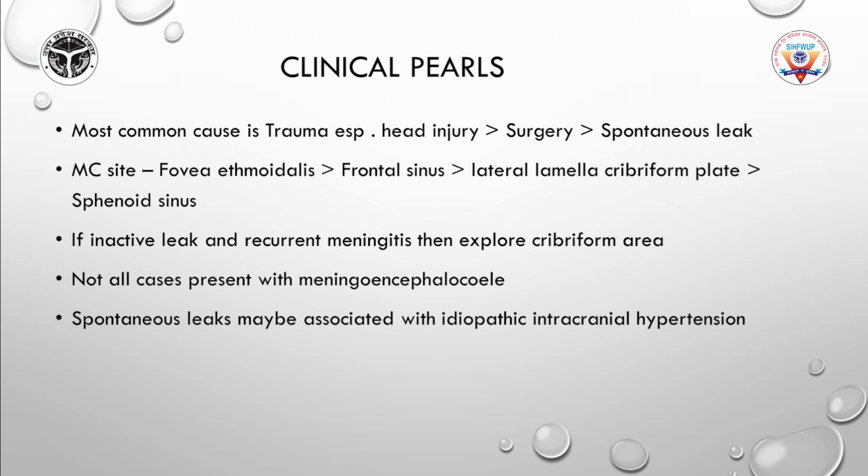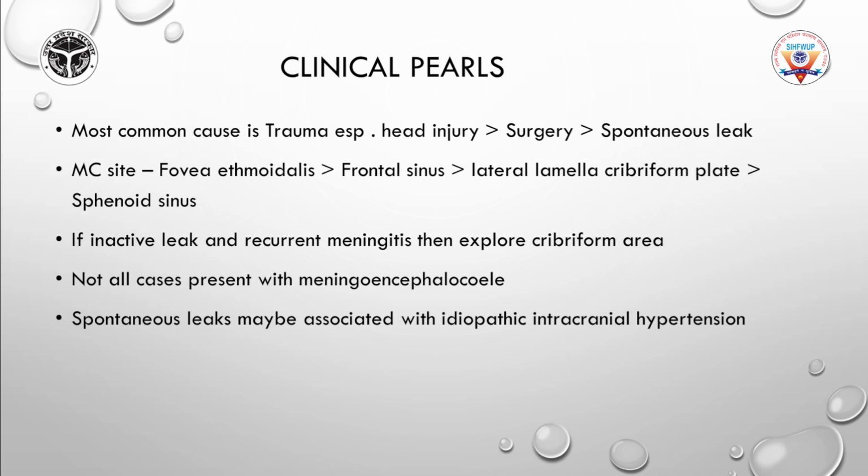Sinusitis. Then the clinical pearls: the most common cause is trauma, followed by surgery and then spontaneous leak. The most common sites are the fovea ethmoidalis, frontal sinus, lateral lamella of the cribriform plate, and the sphenoid sinus. So what is the reason for leakage of the lateral lamella of the cribriform plate? Why is this more common than the medial part? This is the weakest point, because the anterior ethmoidal artery enters at this point, and it could be as thin as 0.1 mm. So that is why this is the most common area.